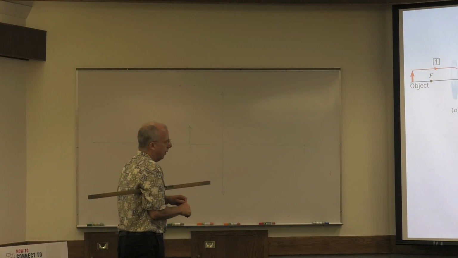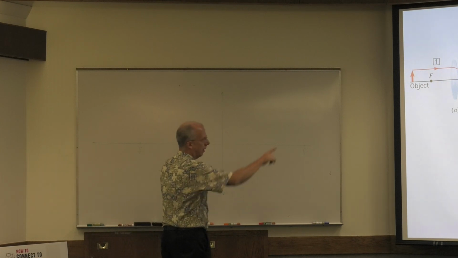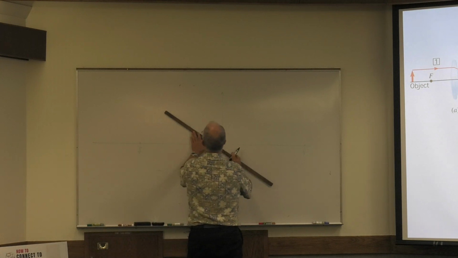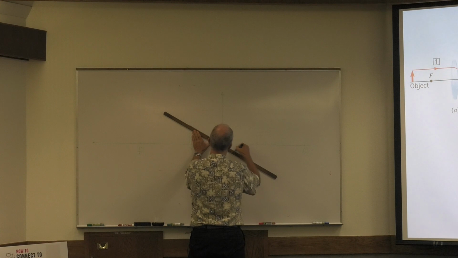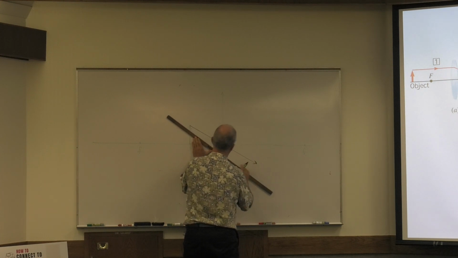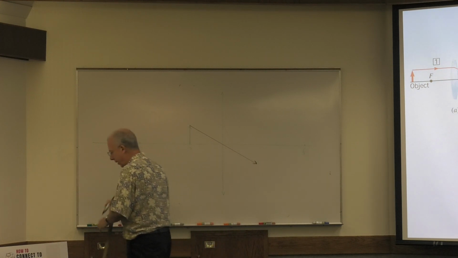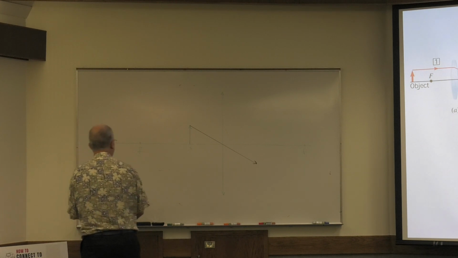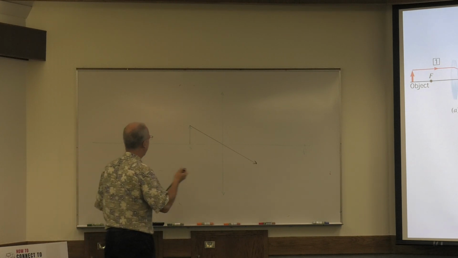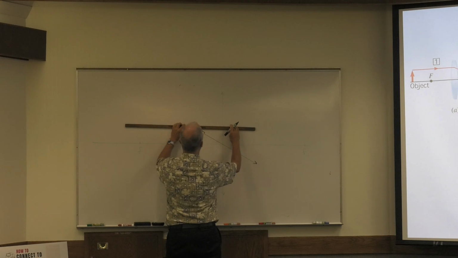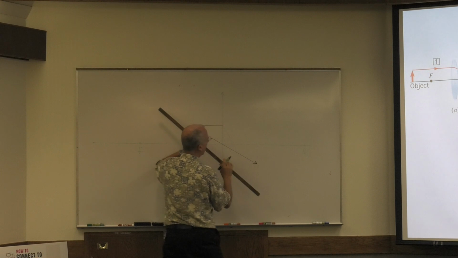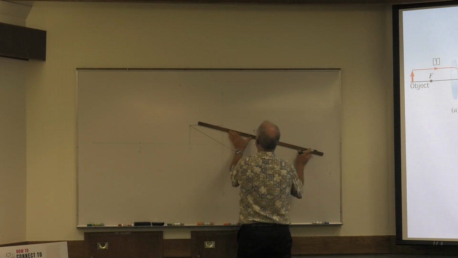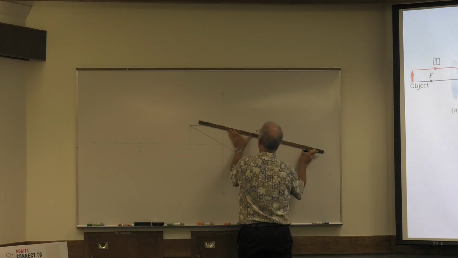Okay, like I said, the easy one is just the number 3. Now what you're going to do. Okay, well, let's do number 1, all right? So number 1 says parallel in, then focal out. All right, let's just do it. Parallel in, focal out.